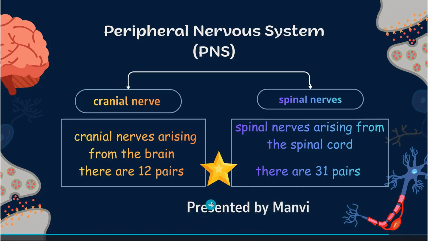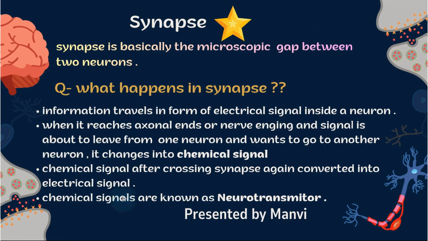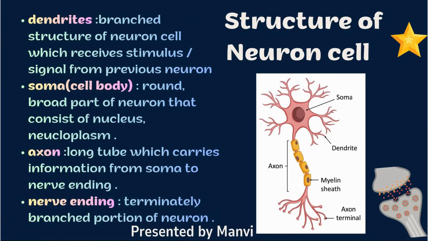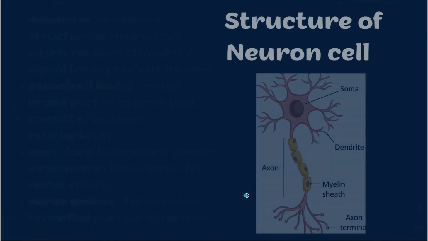So let me summarize what we have done. In the starting we discussed the nervous system, that it is the body's master control and communication network. It collects information from one place to another place, helping transmit the information. It is made up of billions of specialized cells called neurons, helping transmit electrical signals. Very important, it only sends electrical signals, alright?